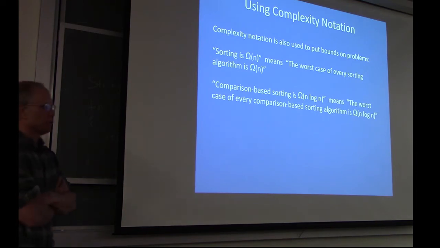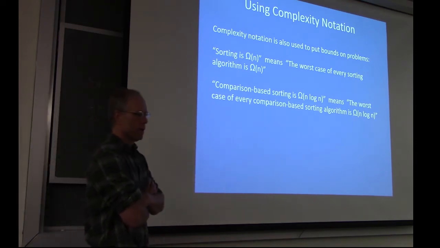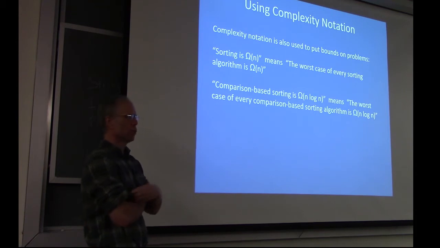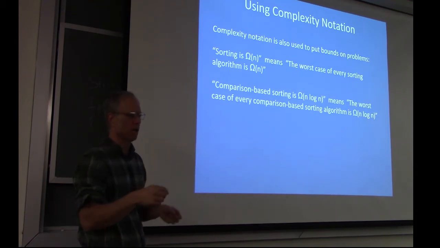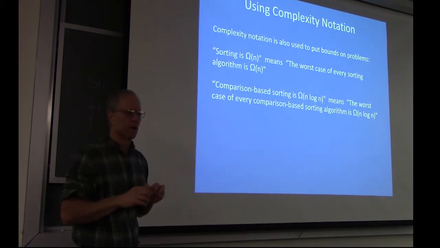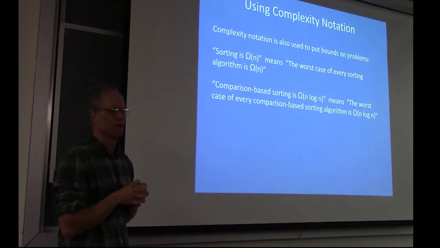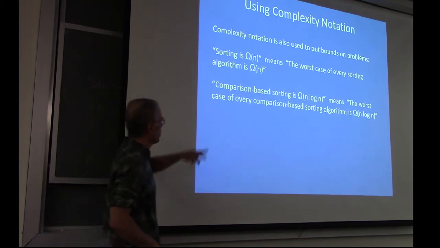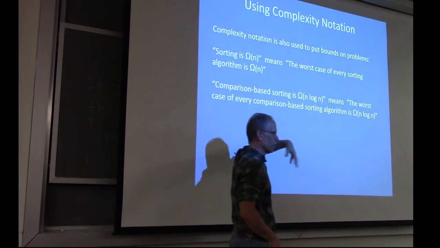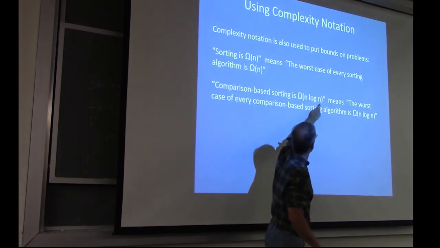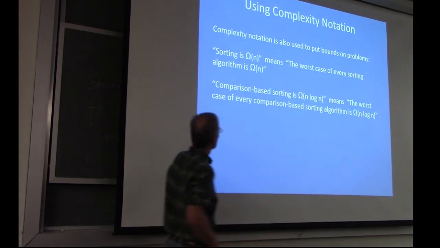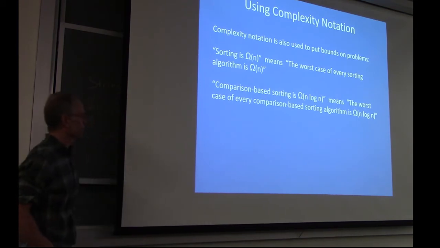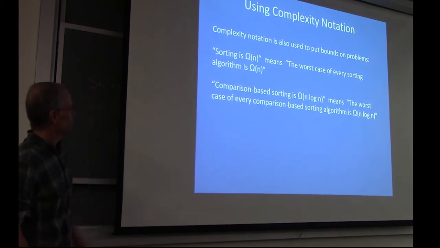Now, you're just used to comparison-based sorting. Comparison-based sorting is sorting when all you can do is compare the elements and swap them. You can't look at the bits inside the number, do arithmetic on the keys or anything like that. So comparison-based sorting, we will prove, you probably saw the proof in 2420, is omega of n log n, which means that the worst case of every comparison-based sorting algorithm is omega of n log n.